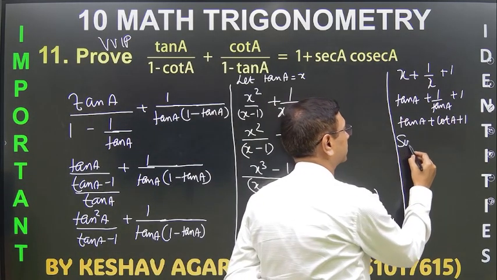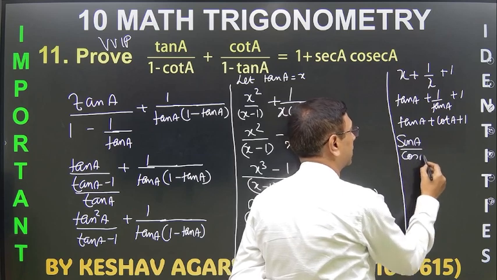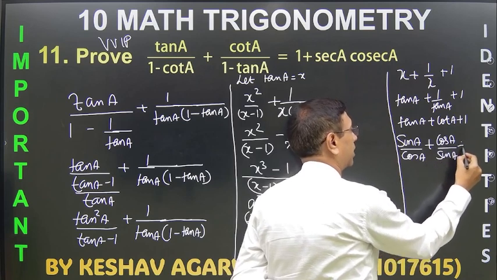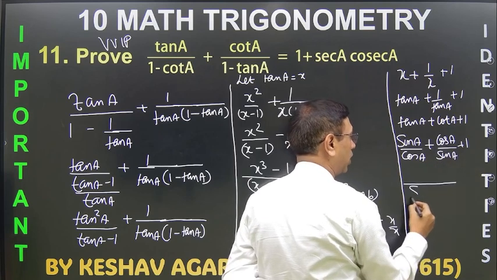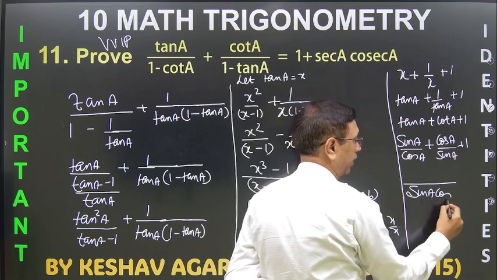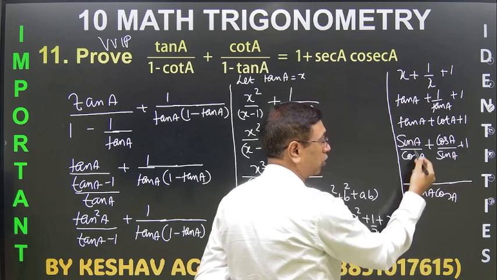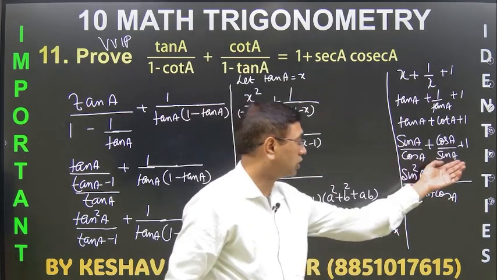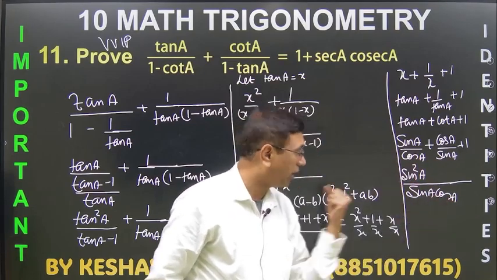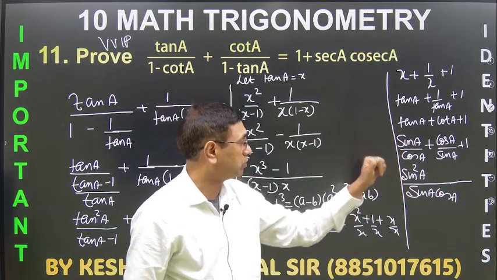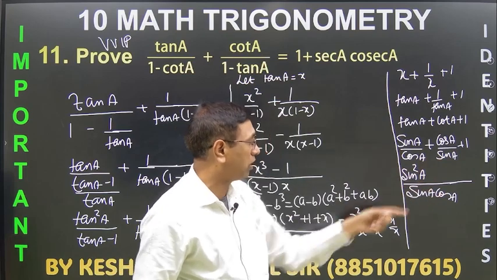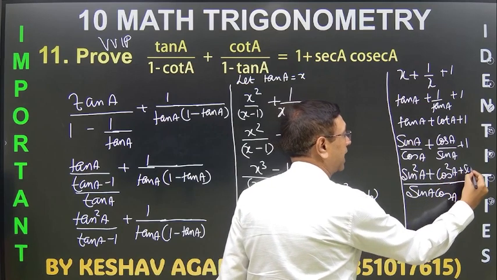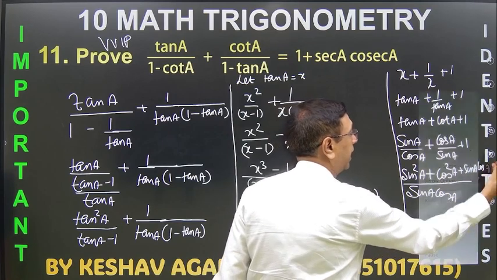So sin a by cos a plus cos a by sin a and plus 1. What will the LCM be? Sin a cos a. Very good. So what are we going to get? Cos divided by cos, here sin multiplies, so it is sin square. Why did sin square come, children? Because the LCM is sin a cos a, divided by cos gives sin, so sin square. Now divide by sin, this cancels, so that is plus cos square, plus sin a cos a.